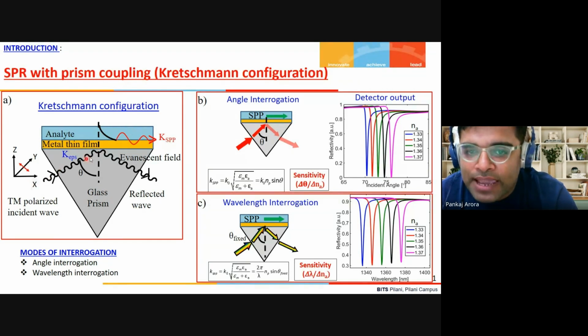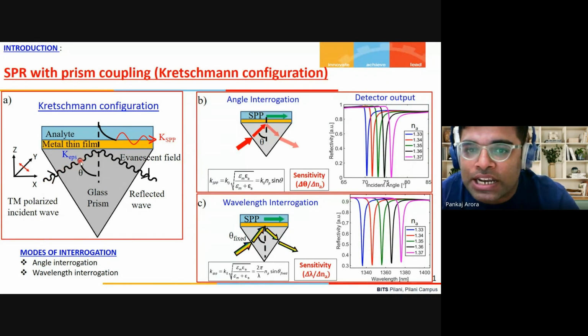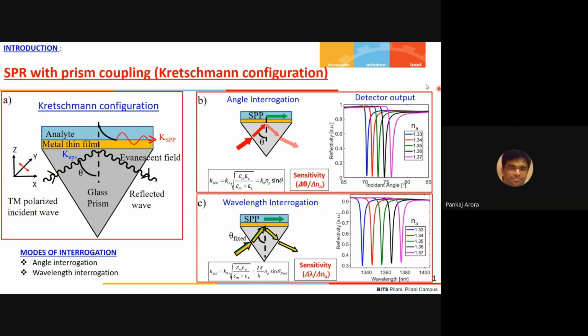The basic mechanism of exciting the surface plasmon, I'll get to what is surface plasmon. The basic mechanism is the incident polarized light, and everyone is familiar with the total internal reflection phenomenon. At an angle greater than the critical angle, everything should get reflected back. So if I look at the reflectivity curve, everything should get reflected back.